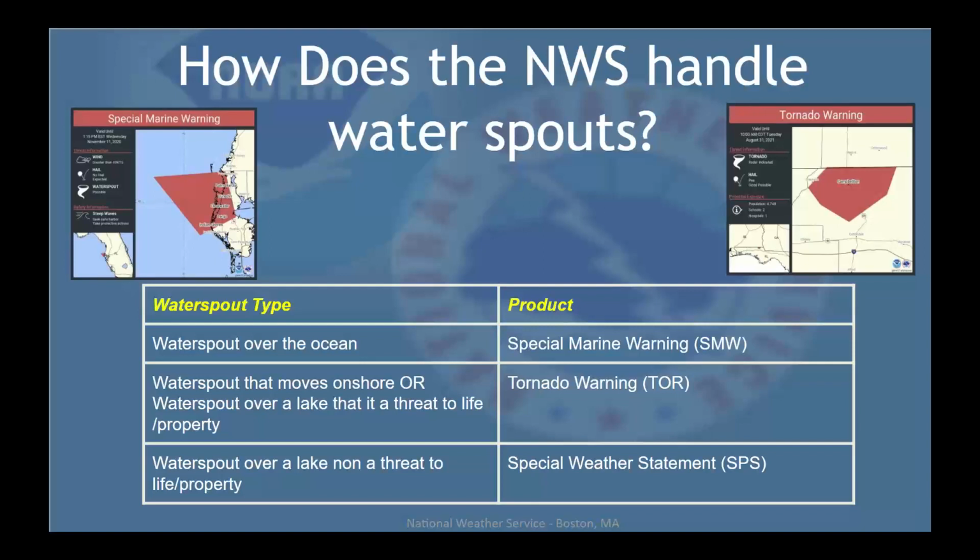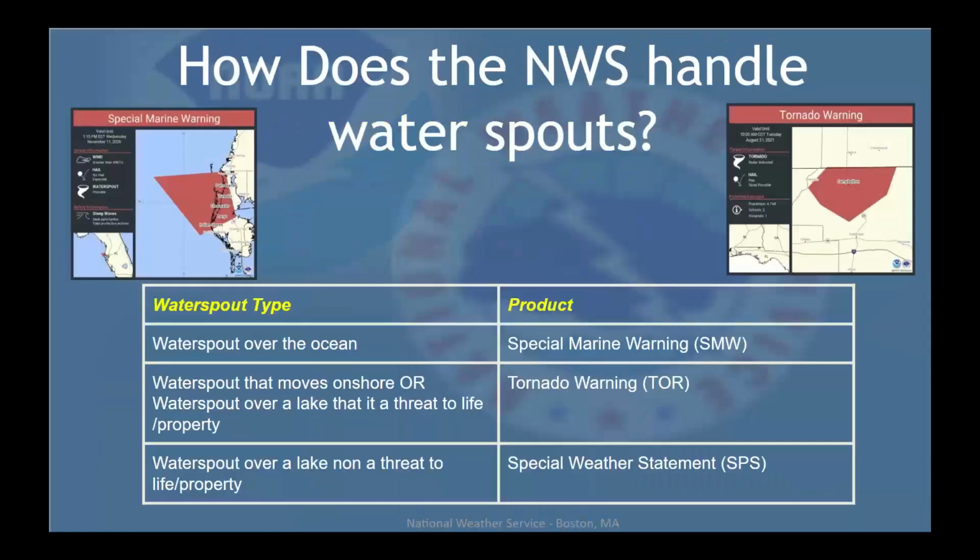So it's kind of difficult to have a situation where you just have a tornadic waterspout that stays over one of our tiny lakes. The third scenario would be a waterspout over a lake that is not a threat to property or life. It's difficult for us to get here because our lakes are so small, but we would put what's known as a special weather statement, or an SPS, out for that.